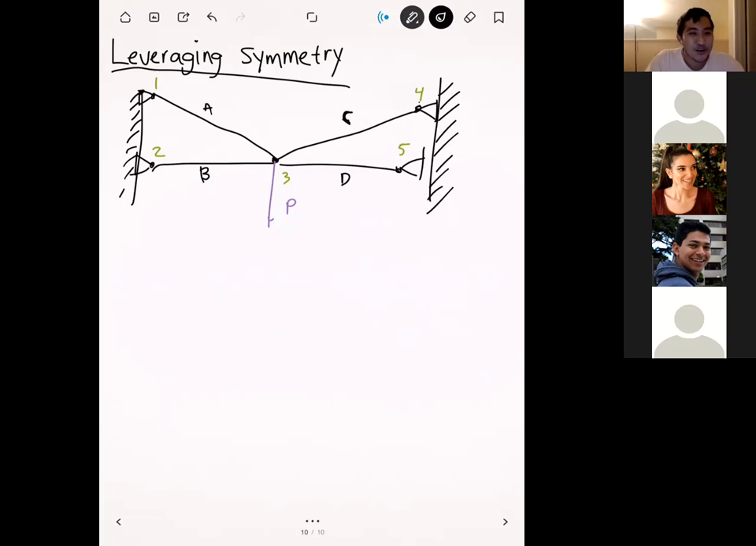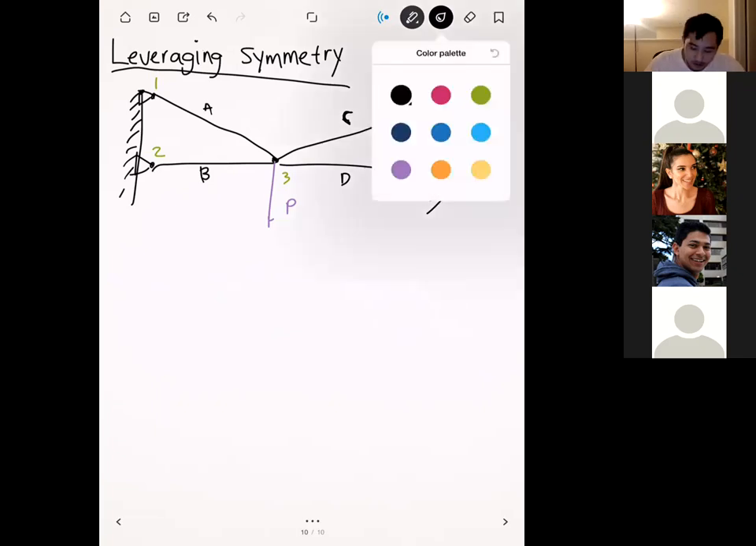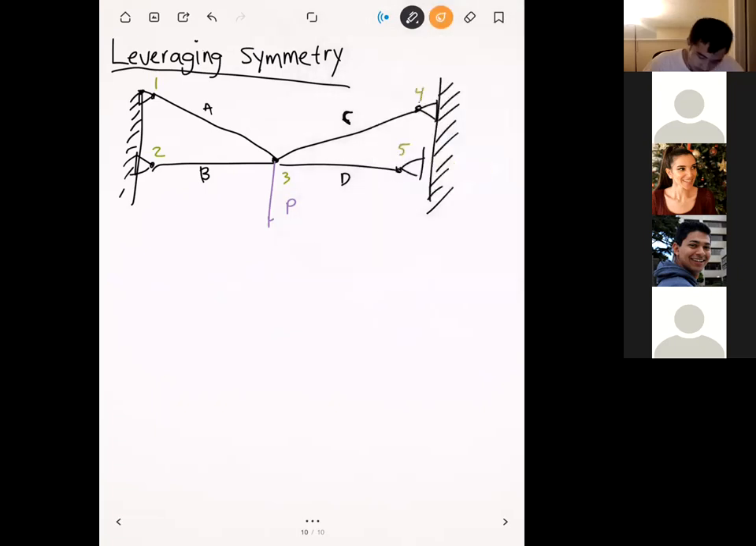And so what you can do from here is simplify this. You actually don't have to do the whole problem, right? Because what you should notice is that if you draw a line here, okay, if you draw this line here, this structure is the same on the left side as on the right side, right? And so, just like Jonathan's saying, we have a symmetrical system.